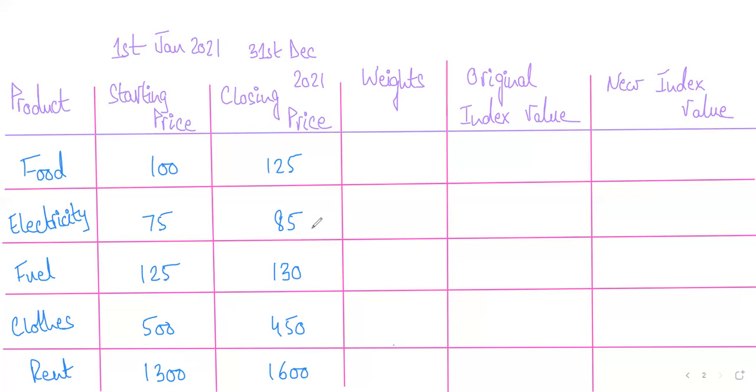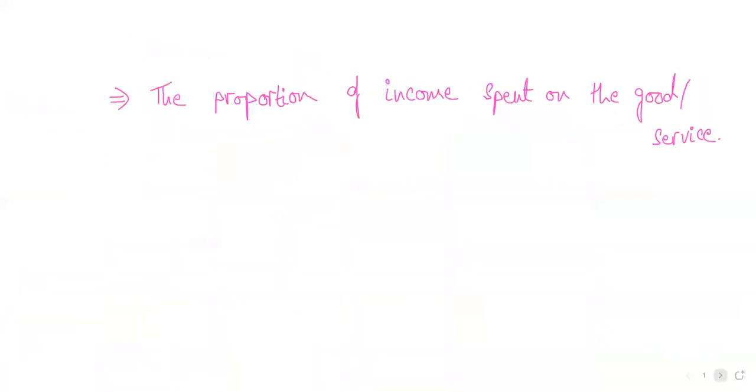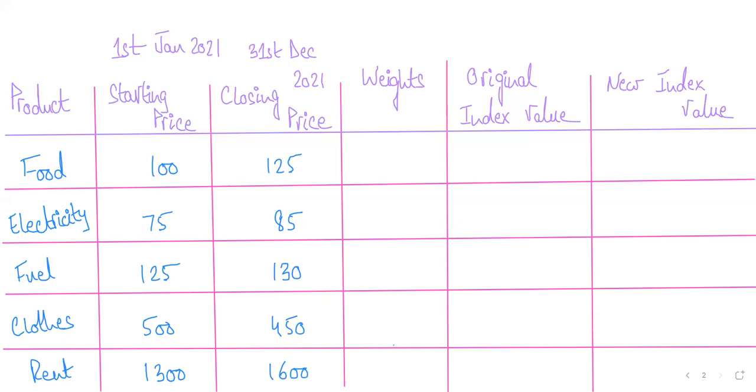Okay, now coming to the main part, weights. I did tell you that weights are assigned on the basis of importance, and that will be in accordance with the proportion of income spent on that good or service. So weights are always out of 100. Whether I write this as 30% or as 0.3, it should make no difference. Students, are you getting me? Percentage is divided by 100. So 30 divided by 100 is 0.3. So it should not make any difference in this case, right?